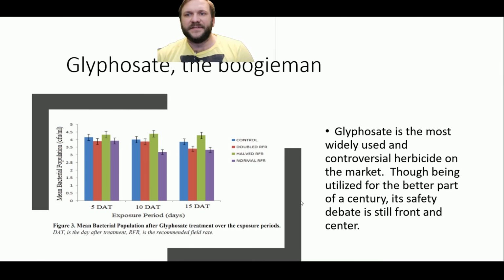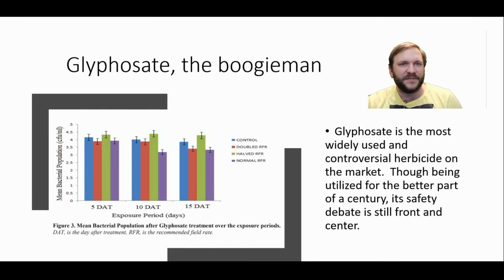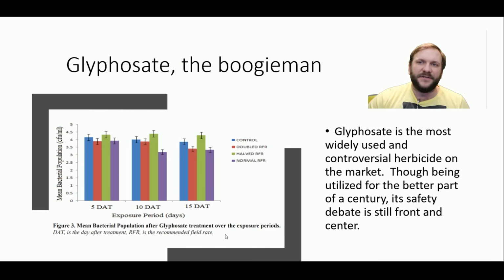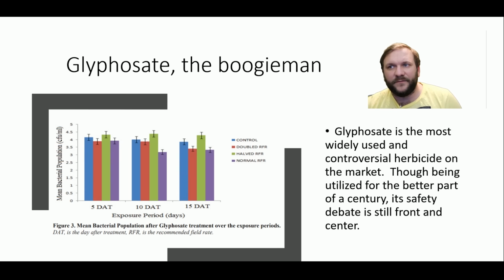We'll move on to glyphosate. Glyphosate is the big boogeyman, and here it's kind of hard to say what specific rates were used going through the trial. When you see halved recommended field rate, that was closer to 32 ounces per acre. It was given in hectares, and so you can extrapolate out the math as far as what a normal recommended field rate and a double recommended field rate would be. Again, the most controversial product on the market in terms of herbicides, but we can see what happens to bacterial populations when applied.